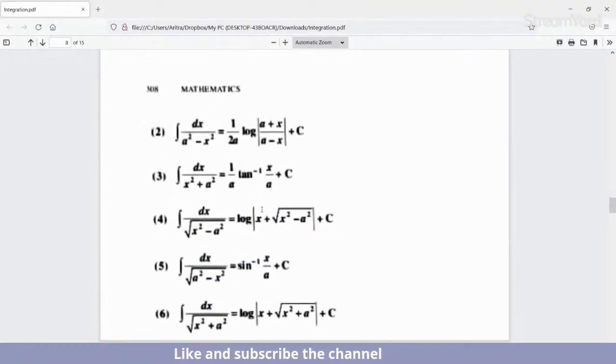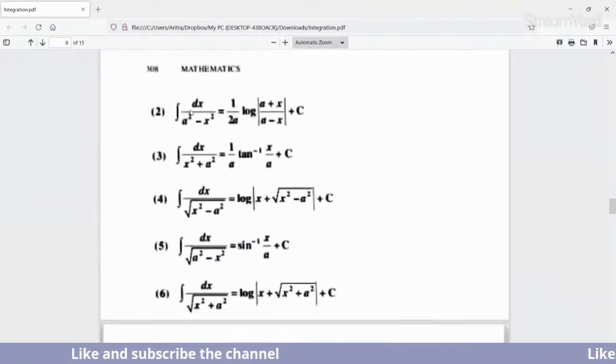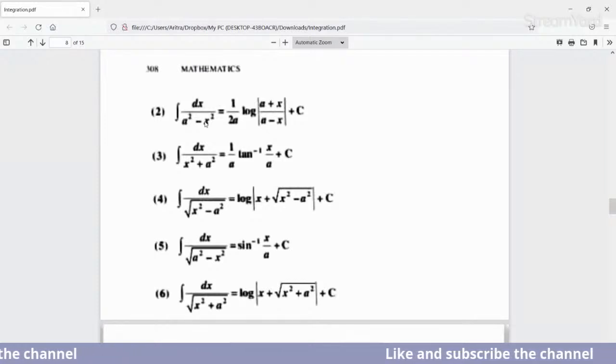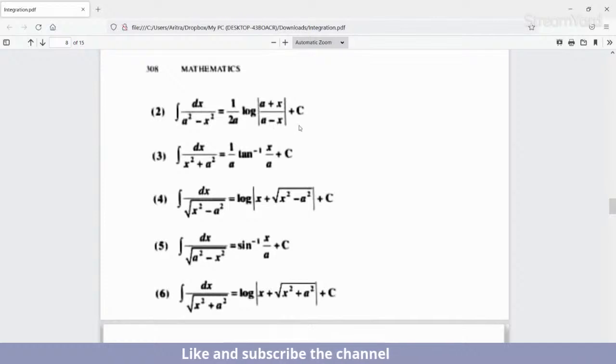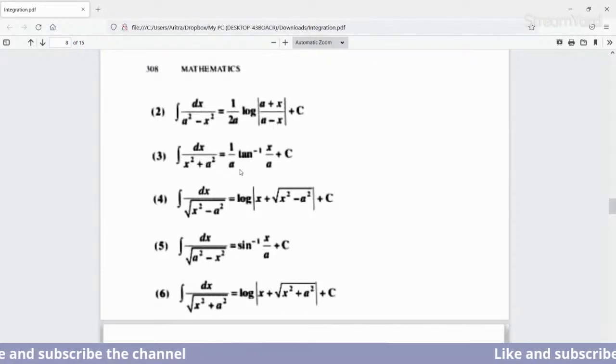Then this one, integration of dx by a square minus x square is equal to 1 by 2a log of (a plus x) by (a minus x) plus c. Integration of dx by x square plus a square is equal to 1 by a tan inverse x by a plus c.